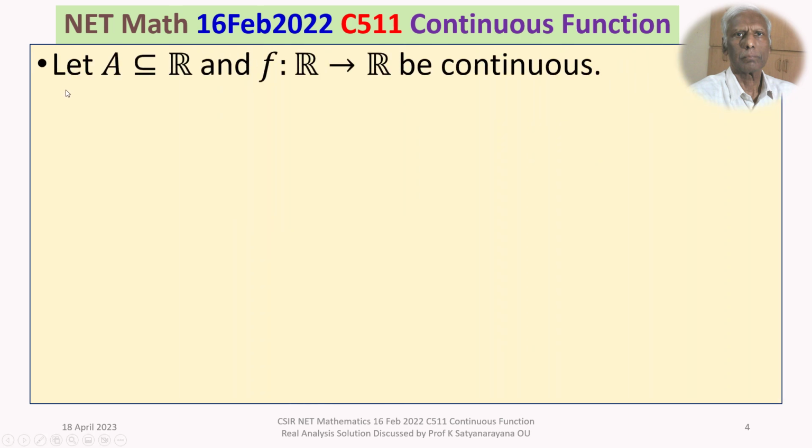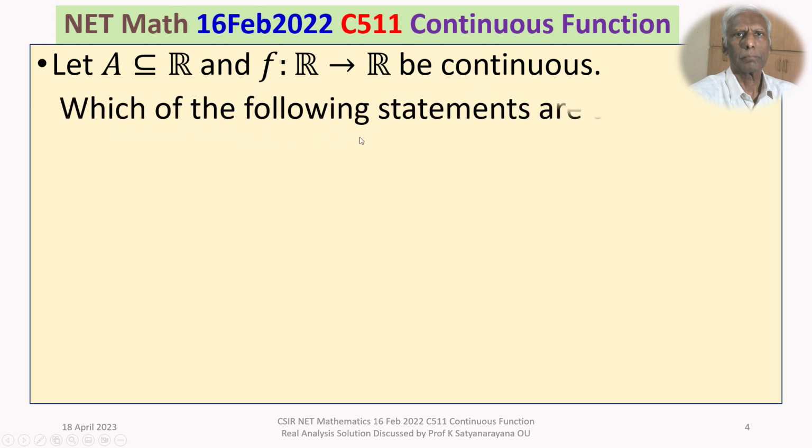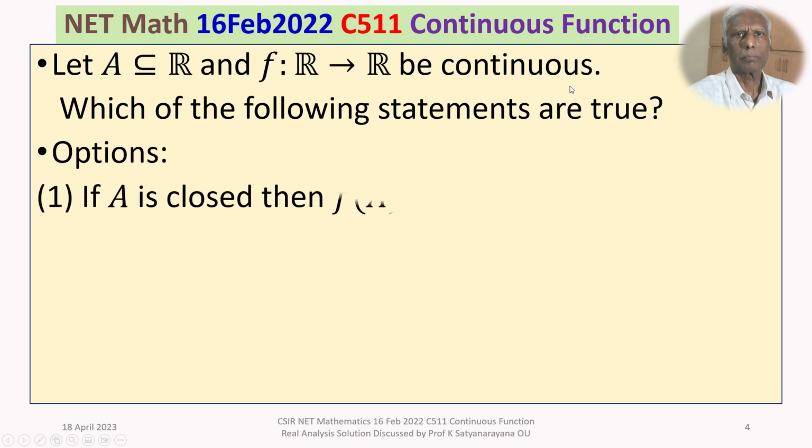The given question is, let A be a subset of R, where R is the set of all real numbers, and f be a map from R to R, and it is given f is continuous. Which of the following statements are true? Options. Option 1. If A is closed, then f of A is closed.